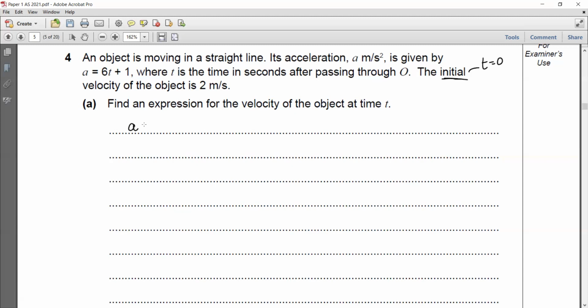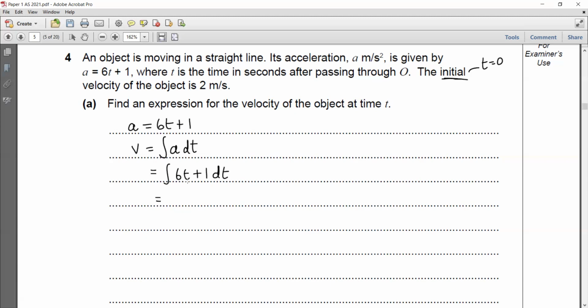So we're given the acceleration. This is 6t plus 1. Now we want to find the velocity. So again, from the list of formulas, we know that the velocity is equal to the integral of the acceleration with respect to time. So we just go ahead and integrate 6t plus 1 dt.